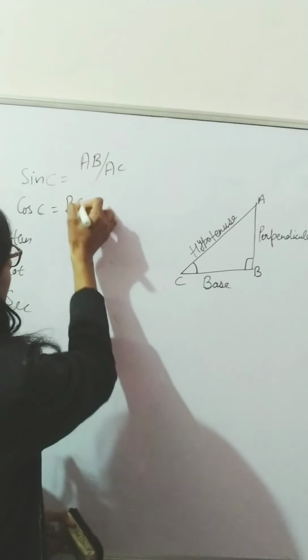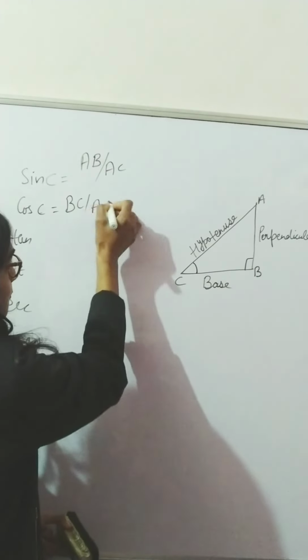Sin C becomes perpendicular by hypotenuse. Perpendicular means AB, hypotenuse means AC. This is the trigonometric ratio sin C with respect to angle C. Now we have to find cos C. Cos C is base by hypotenuse. Base is BC and hypotenuse is AC.